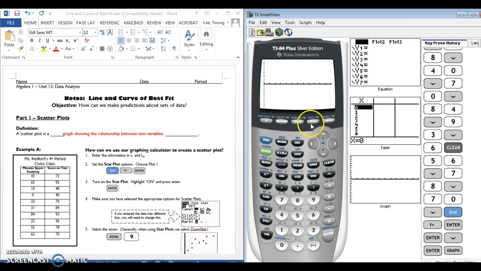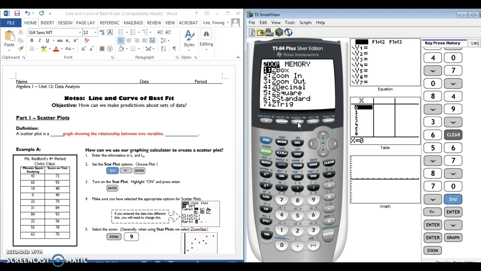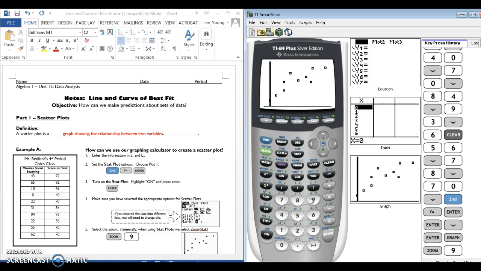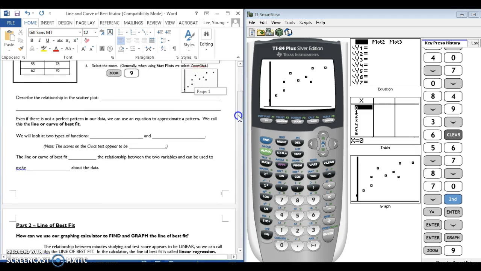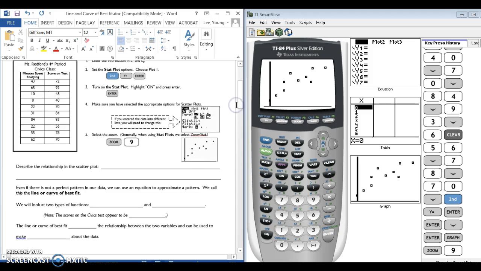You don't see the graph because all the information is not actually displayed on the screen right here. So we're going to press zoom and press 9 to see the beautiful scatter plot. What kind of relationships do you see? Do you see a positive relationship or a negative relationship? Do you see a linear relationship or a curve relationship? If you look at this, this makes a nice line of best fit, right? So this is the line.